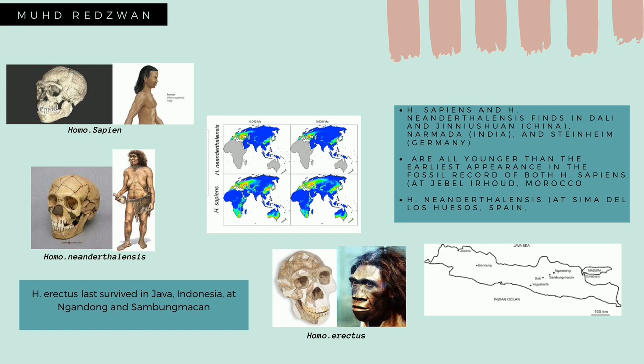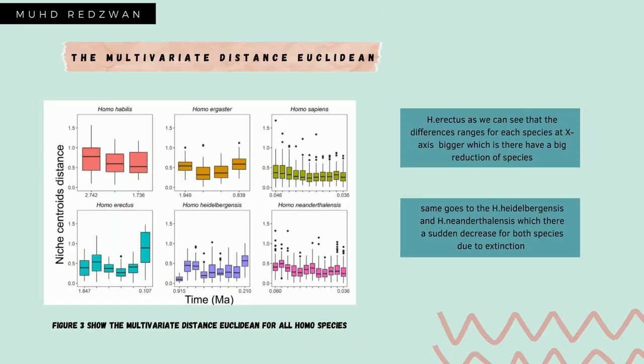Next, the Homo neanderthalensis are also found at Dali, Sichuan, China, Narmada, India, and Steinheim, Germany, right? But they also found the fossil of the Homo neanderthalensis at Sima de los Huesos in Spain. And next, the Homo erectus also, as we can see below, the last place of the Homo erectus to survive was Java, Indonesia, at Ngandong and Sambungmacan. I show you a map at the right side. So this is the last place where Homo erectus is found to survive, Java, Indonesia.